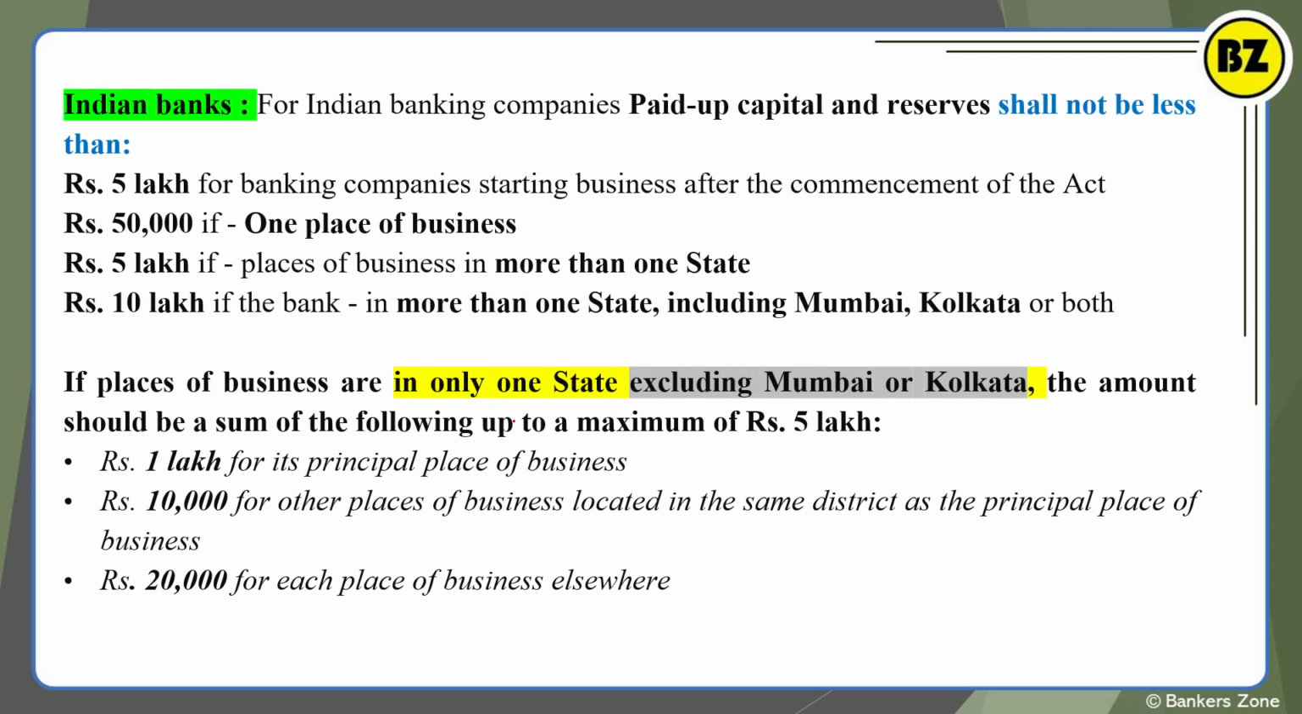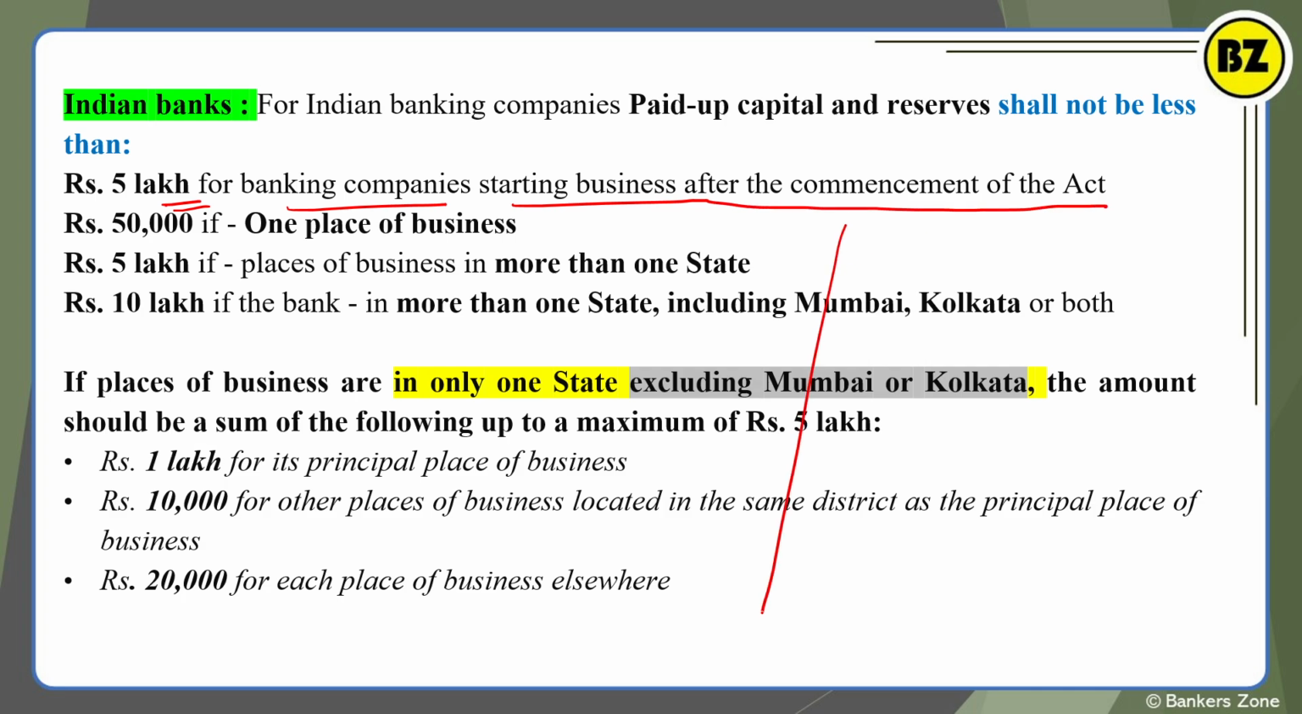Now, what is the criteria for an Indian bank? For Indian banks, a lot of provisions are there. For an Indian banking company, paid up capital and reserve shall not be less than what? Simply, for Indian banks, we should have 5 lakh for a banking company starting business after the commencement of the act.